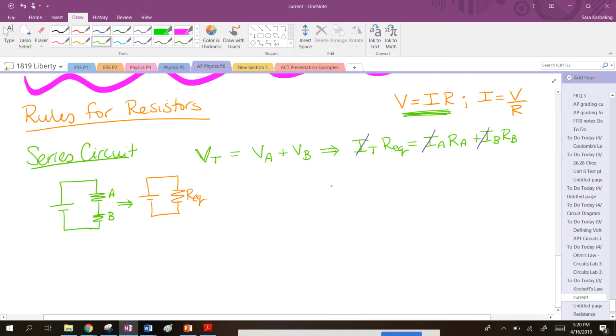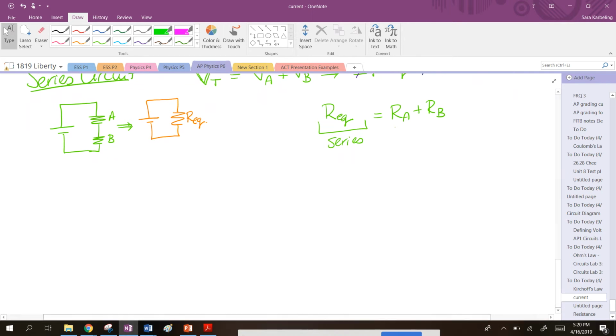And indeed, my equivalent resistance for a series circuit is just equal to RA plus RB. So it's just going to be all of those resistors that are lined up in series, you just add them up. This is exactly what we saw with our light bulbs. Again, it wasn't quite exactly the same thing because our light bulbs are non-ohmic, but the resistance increases as you put them in series. Okay, halfway there, one more to do when we have a parallel circuit.